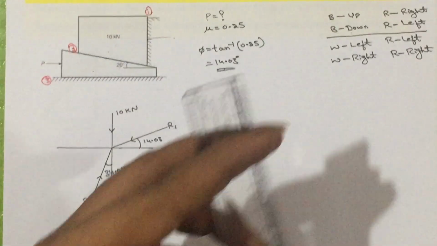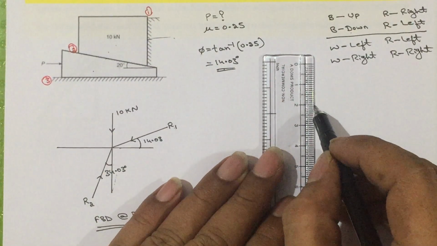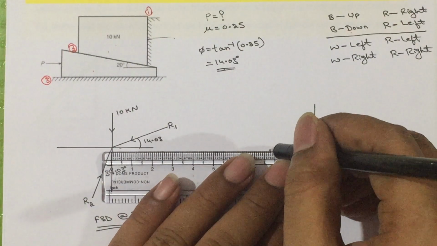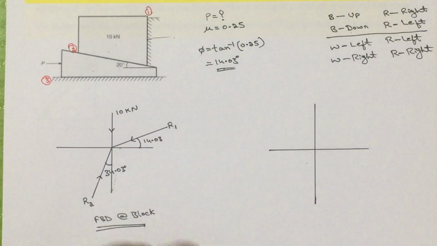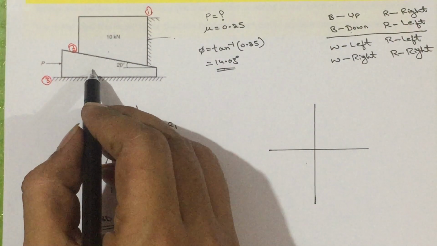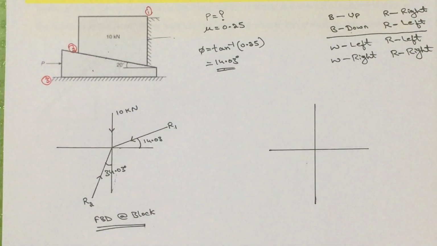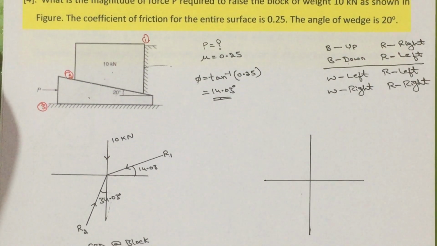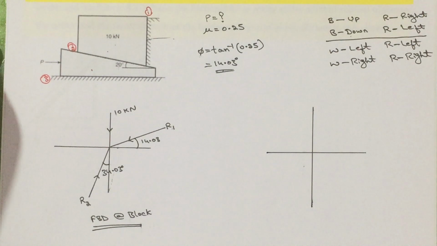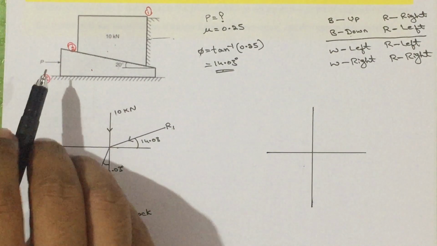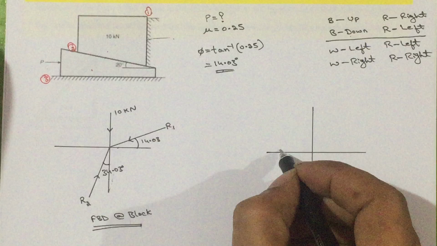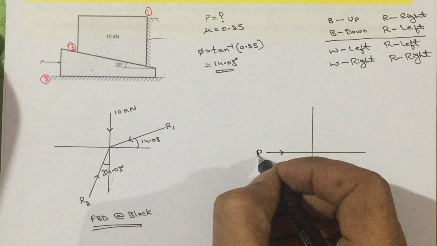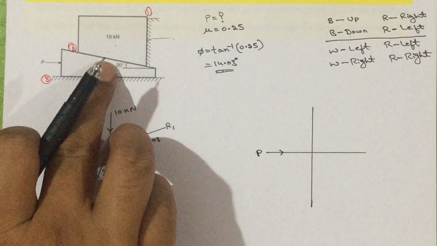Then for the wedge, let us write the free body diagram. Just draw the plus mark. Then the weight of the wedge: is it given in the problem? The weight of the wedge is not given in the problem, so neglect it. If it is not given, don't take it. Then P is acting rightward, so write it. Then here there will be a reaction.